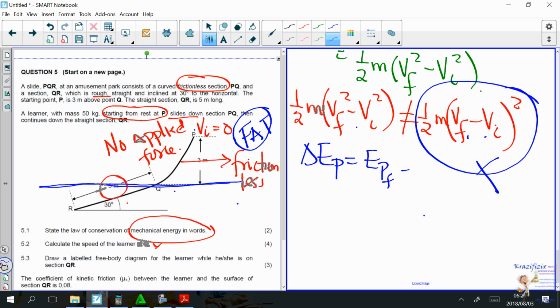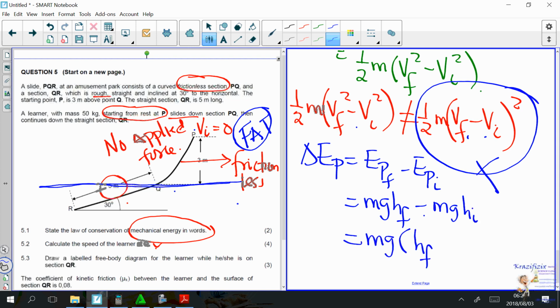And what is my change in potential energy? Final potential minus initial potential, which is mgh final minus mgh initial. You remember this from grade 10. What is common? mg. So what do I have? hf minus hi. That's how we get those formulas.